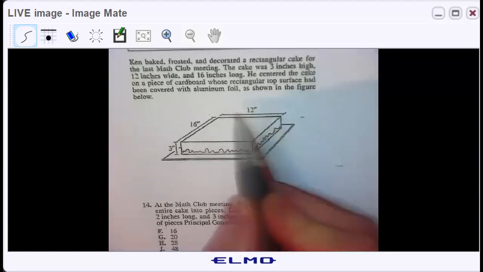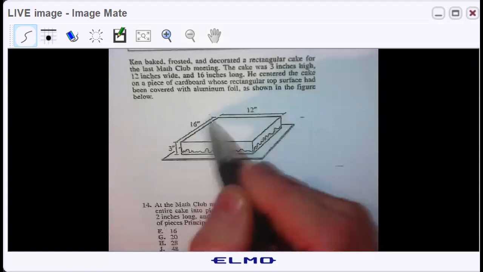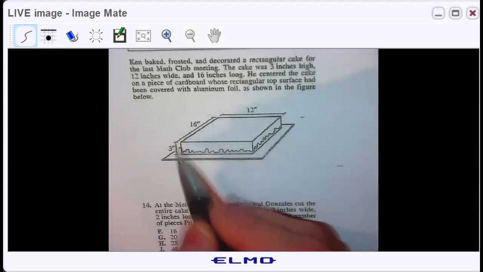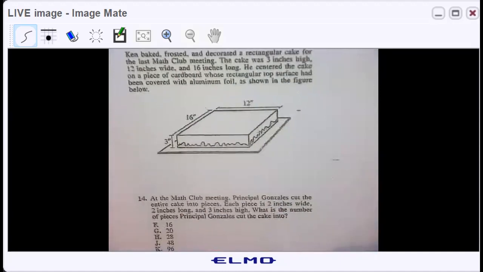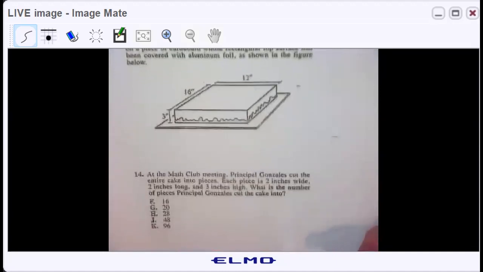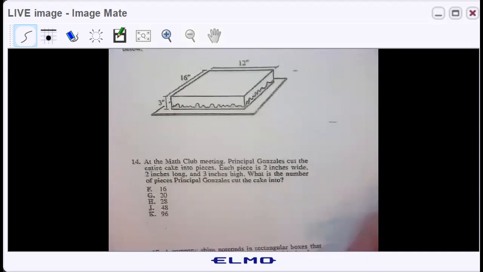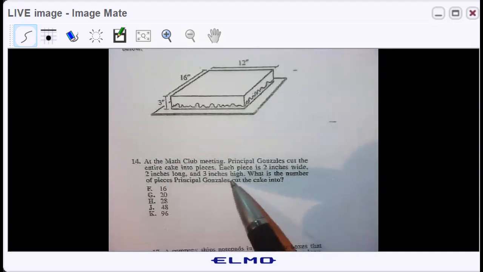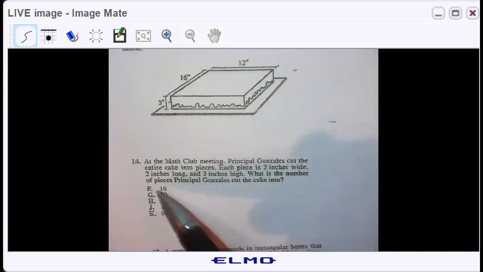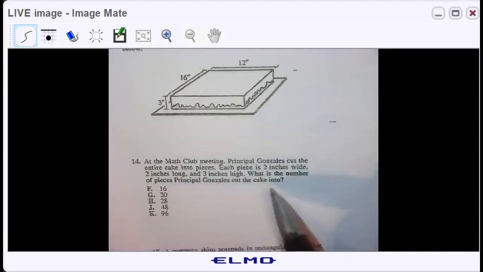This dimension is 12, 16, and then of course the height of 3. There were several problems that they ask about this one scenario, but I just picked one. Number 14 here. It says, at the club meeting, the principal cut the entire cake into pieces. Each piece is 2 inches wide, 2 inches long, and 3 inches high. What is the number of pieces the principal could cut the cake into?